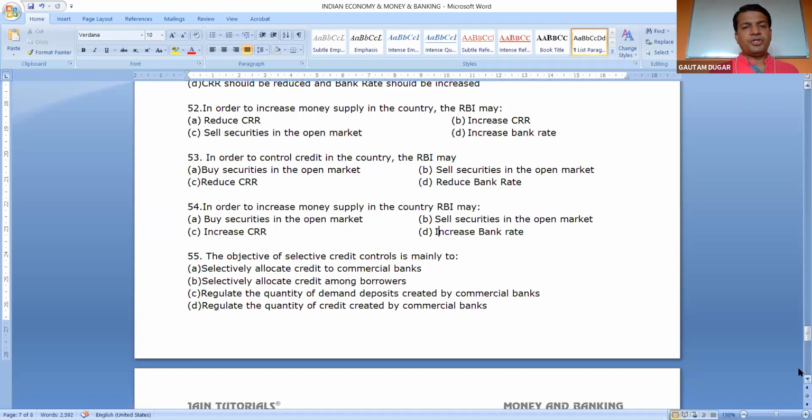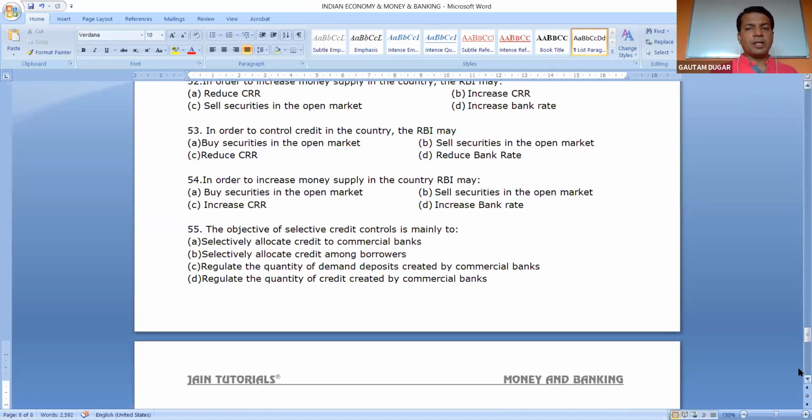55. The objective of selective credit controls is mainly to. Yes, answer is B. That's right. Selectively allocate credit among borrowers. So these are just sample questions for your reference from this portion.